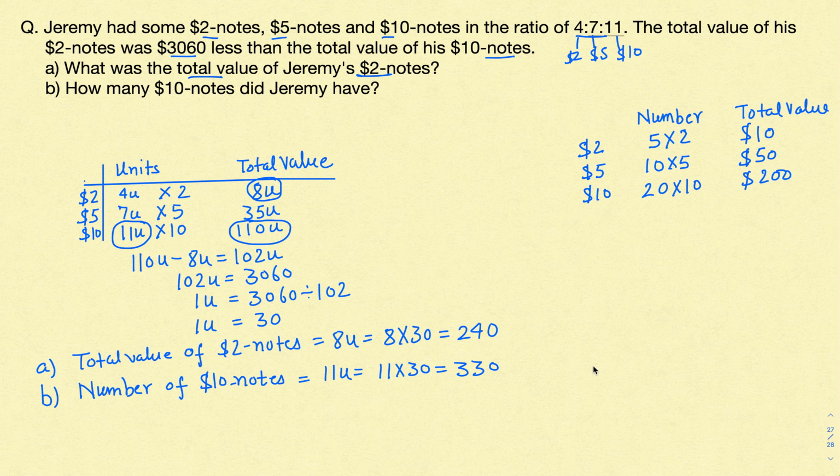So let's write our answer quickly for this one. For part A, the total value of Jeremy's $2 notes is $240, and for B, how many $10 notes did Jeremy have? He had 330 $10 notes. So that's the solution for this question.